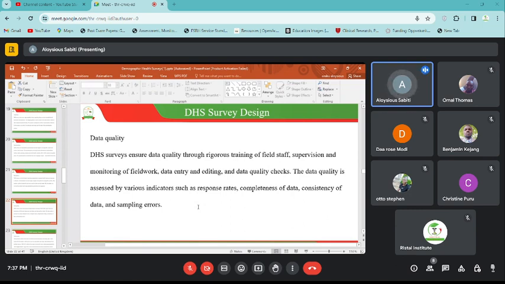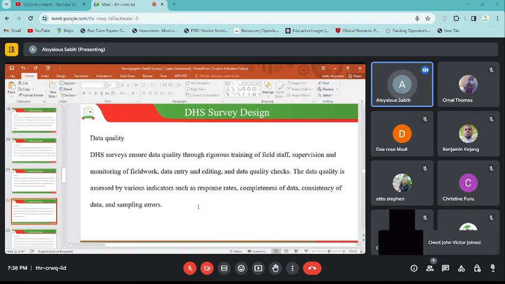it is one of the core principles of research, what we call data quality, and therefore it as well applies to the demographic health survey designs here. And we're saying that the demographic and health surveys or the DHS surveys ensure data quality through rigorous training of field staff, supervision and monitoring of field work, data entry and editing, and data quality checks.